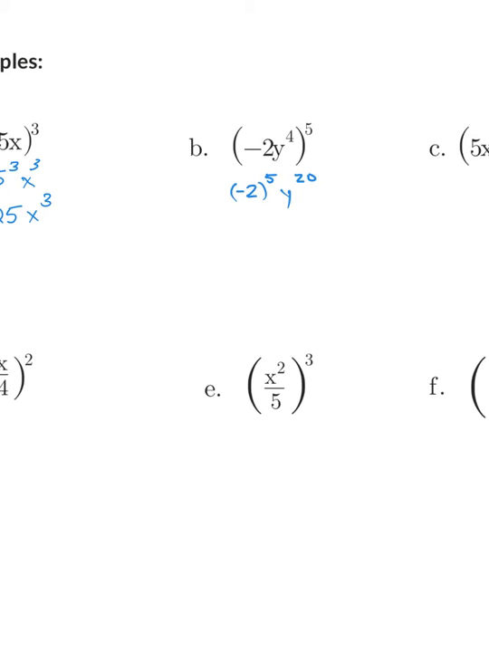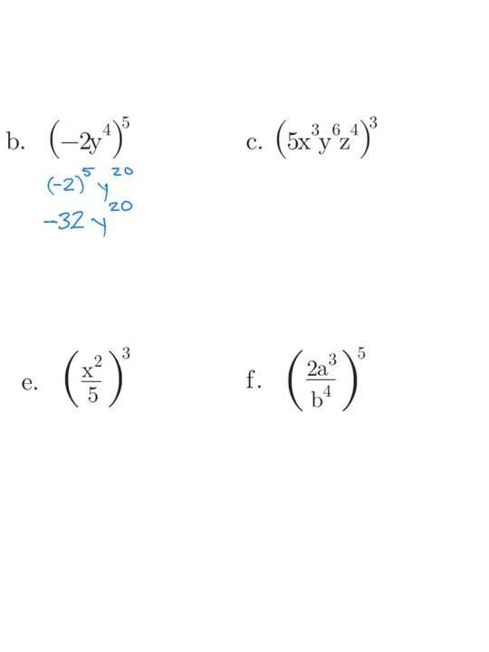Okay, so now if we evaluate the number portion, we have negative 2 times negative 2 is 4, times negative 2 is negative 8, times negative 2 is 16, times negative 2 is 32, or negative 32. If you want, remember that we can go ahead and just figure out what 2 to the 5th is, and since our exponent is odd, we keep the sign. And so we get negative 32 y to the 20th. And we're done with that one.